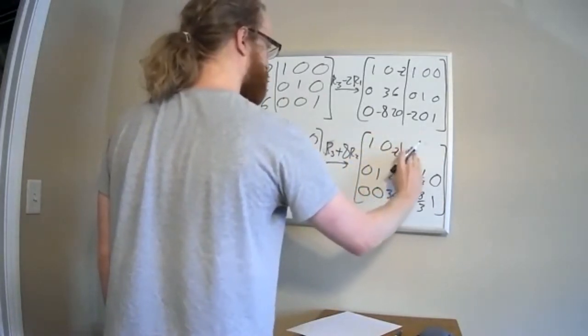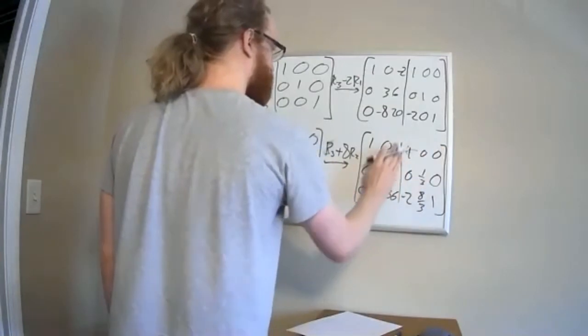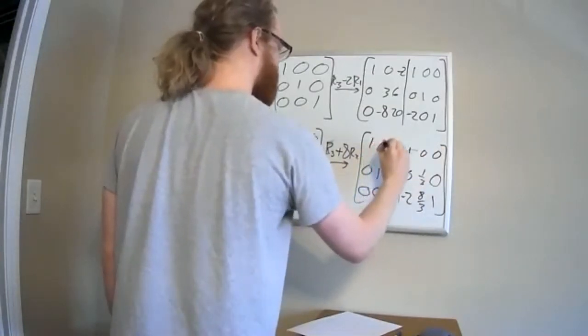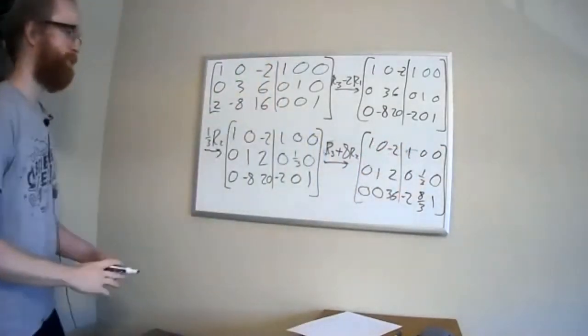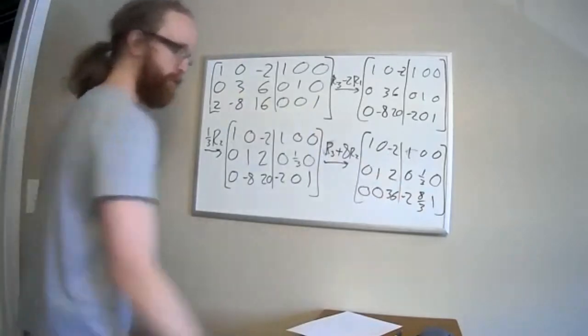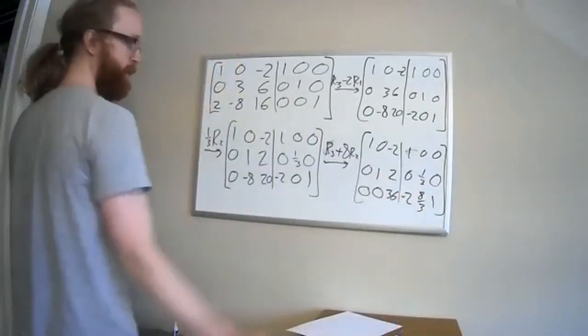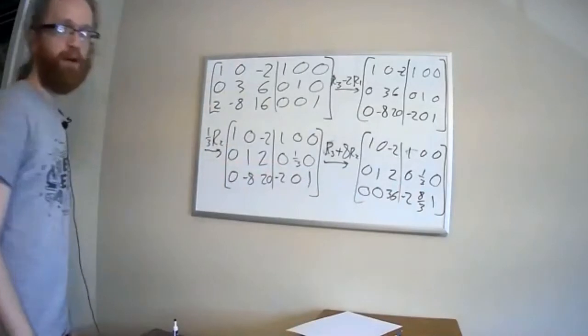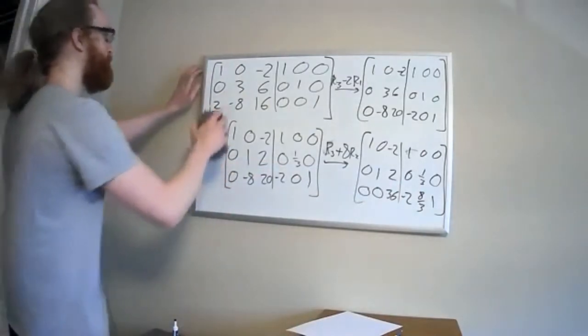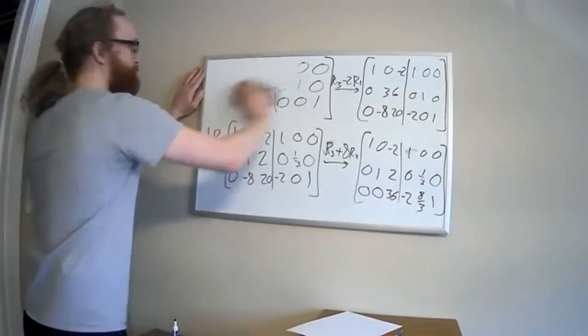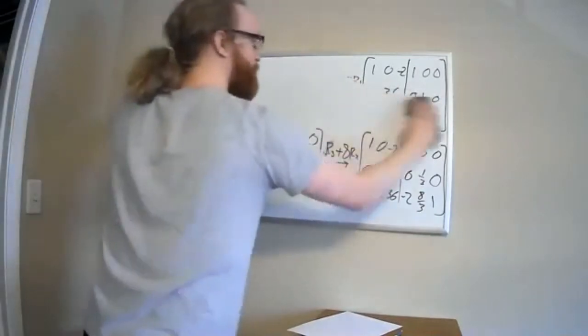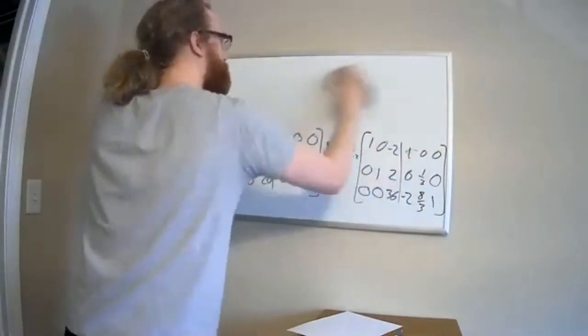Oh my goodness. Clean this up a little. There we go. Okay. So here's my new matrix. We're almost there. It looks like it's going to work out. I should be able to get a leading one here. I'm going to have to divide by 36, which is maybe slightly annoying. But that's okay. We will deal with our fractions.